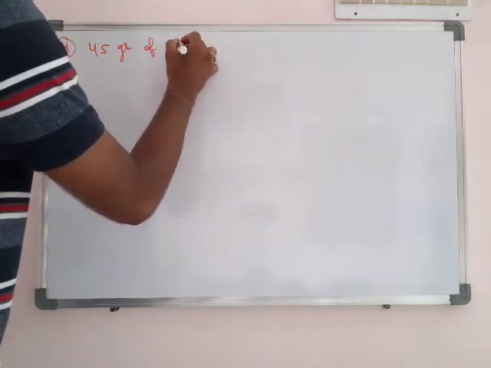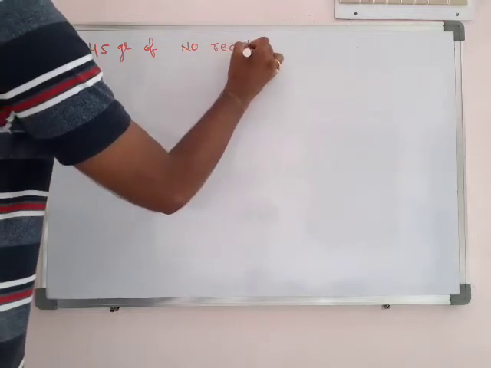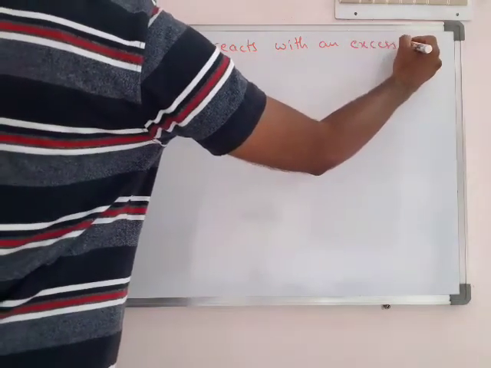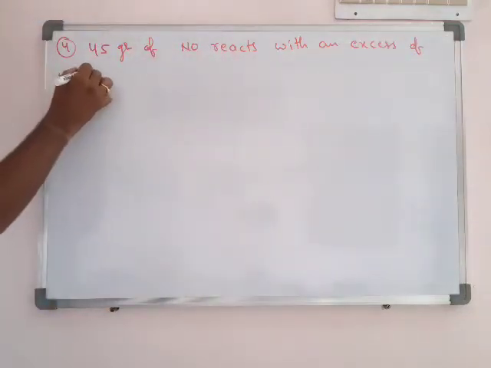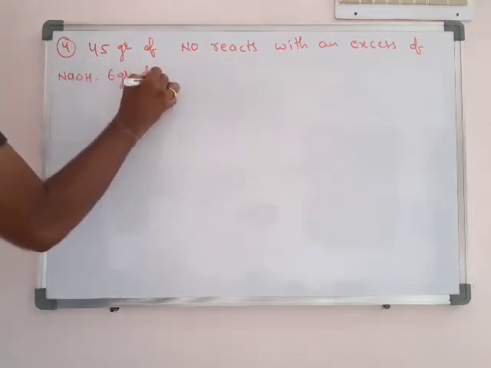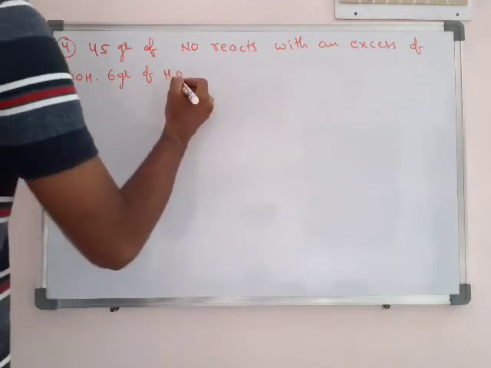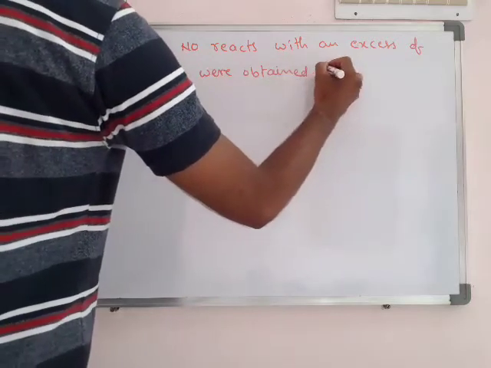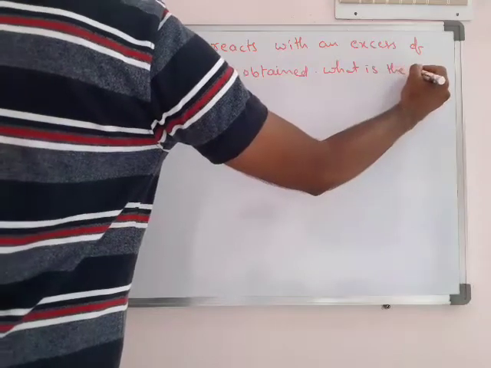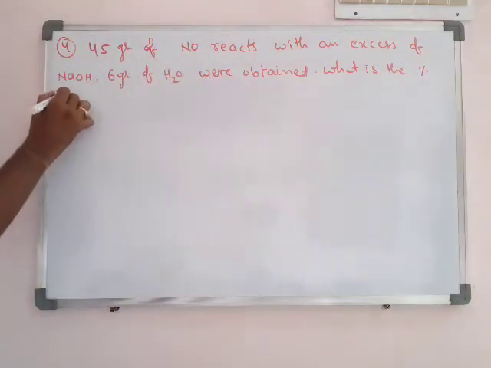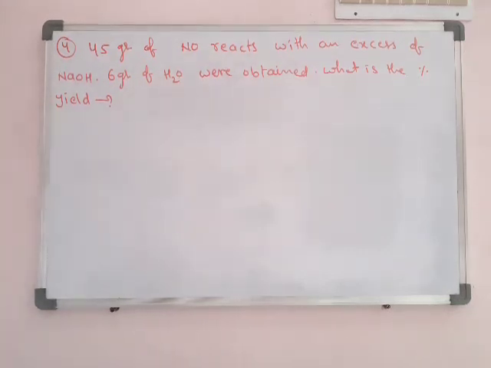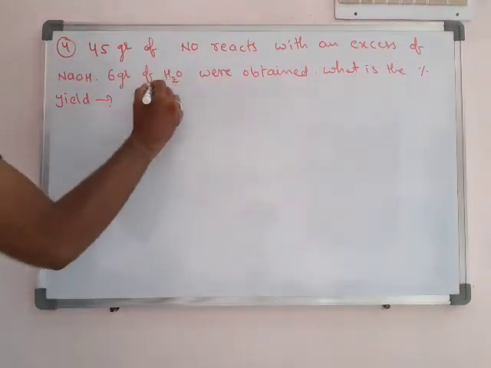See, one more problem. 45 grams of nitric oxide reacts with an excess of NaOH. 6 grams of H2O were obtained. So what is the percent yield? So now find out the percent yield of H2O.